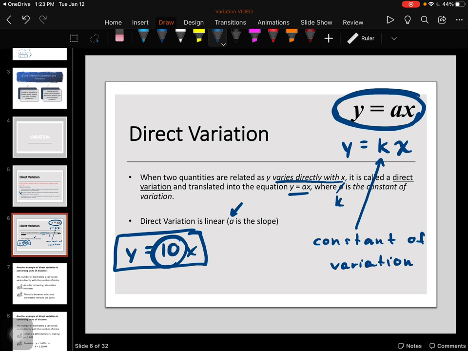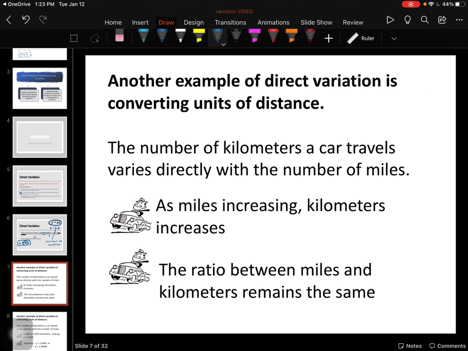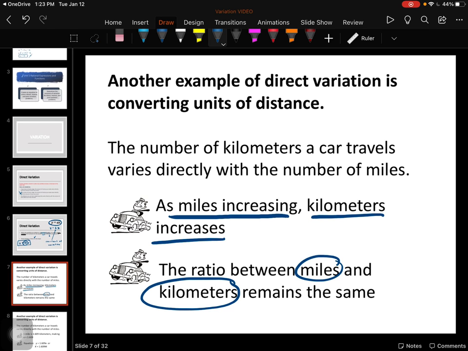So if we look at some other real-life examples of this, as you travel more miles in a car, the amount of kilometers you drive also increases. The ratio between miles and kilometers would stay the same. That means that if you've driven 10 kilometers, you can convert that to miles, and if you've driven 20 kilometers, you can convert that to miles, and the ratio should be the same.